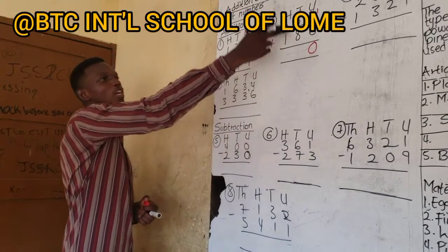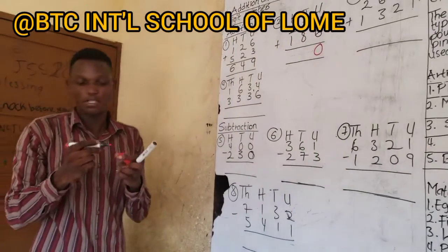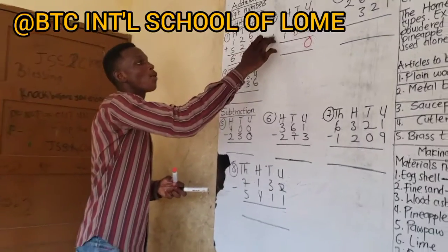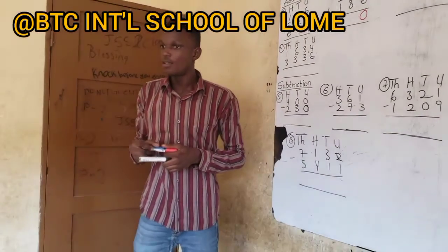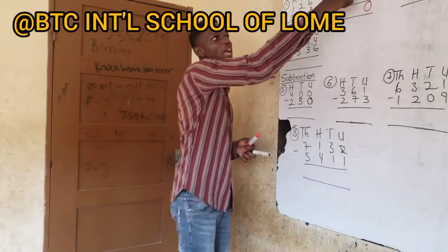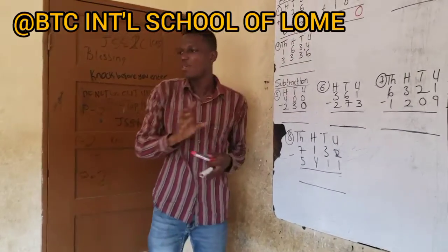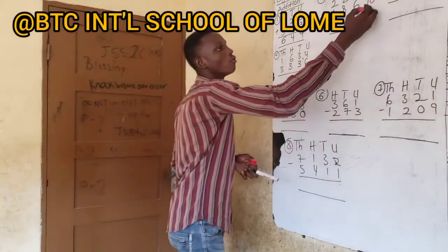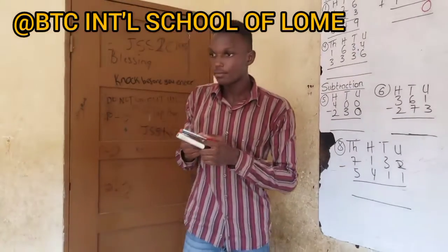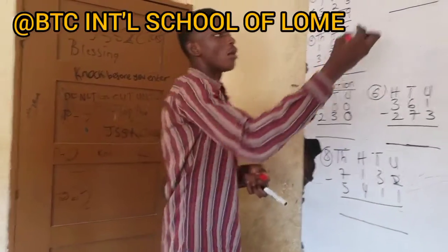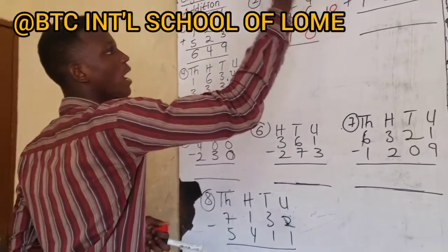So we move on to the tens. We have 2 plus 8, which gives us 10. So what do we do next? We add the one we carried, making 11. Should we write down 11? No, we write 1 and we carry 1 again.